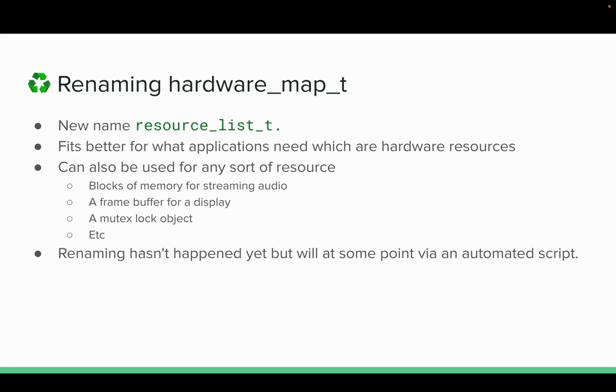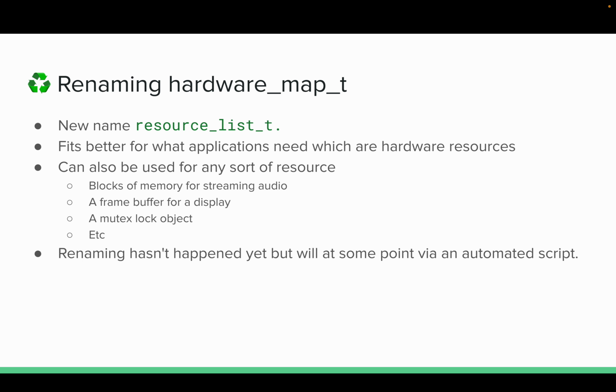Yeah, so I decided to rename hardware map type to resource list type, or just resource list. Probably just keep it just resource list, honestly. Basically, it fits better for what applications need, which are hardware resources, but can also be other things such as blocks of memory for streaming audio, like the example I had before when I was doing the MP3 player, a frame buffer for display, a mutex to lock objects.